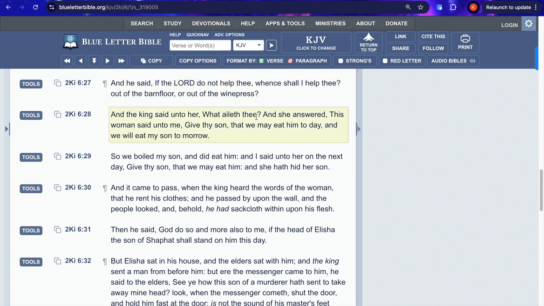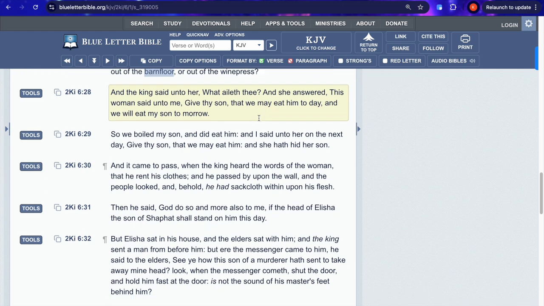And the mention of the barn floor and the wine press, well, that's usually where you would keep the barn floor. You would either thresh the sheaves to get the grain to use for food, or you would store the resources in there that would later be used. And same for the wine press, where you would get your wine and so on.